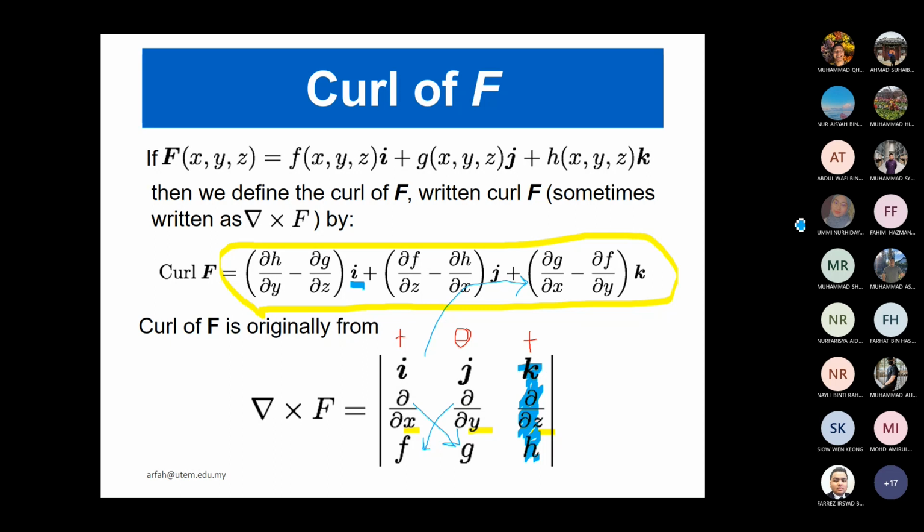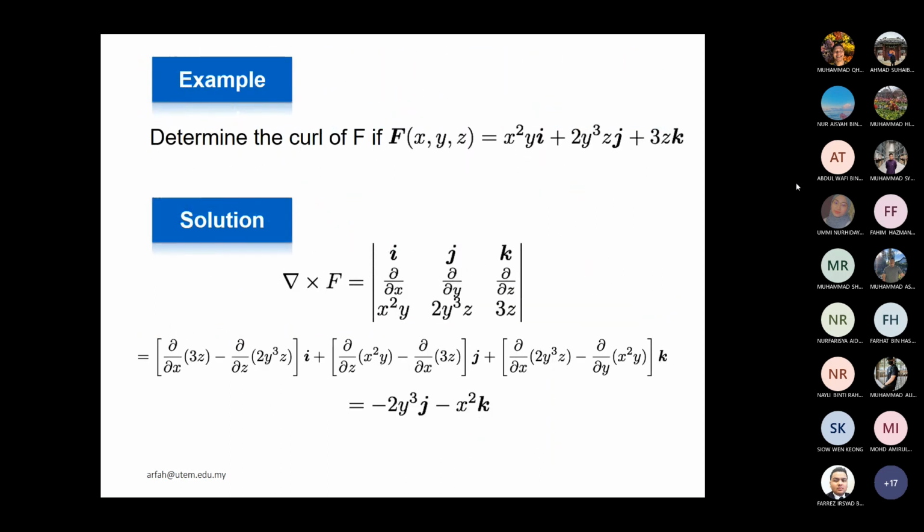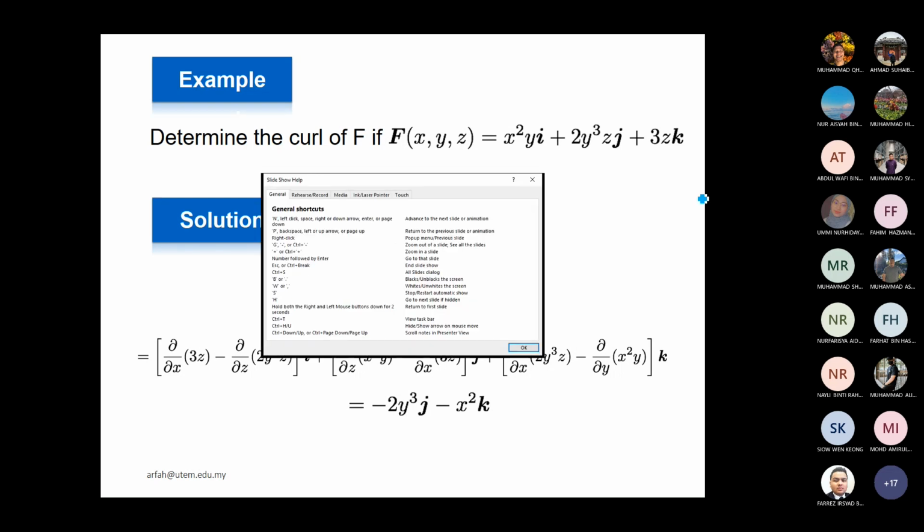So cuba try this exercise. Okay. Determine the curl of f given f function of x, y, z equal to x squared y i plus 2y cube z j plus 3z k. So how we are going to solve for this one? So let me change to my iPad first, and then I show you how to solve for this one.